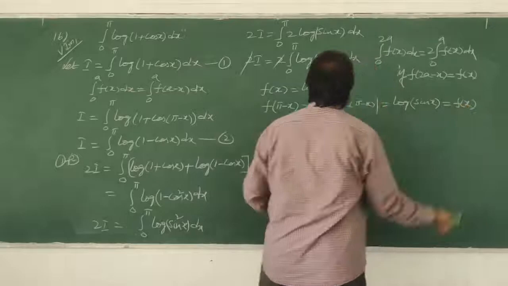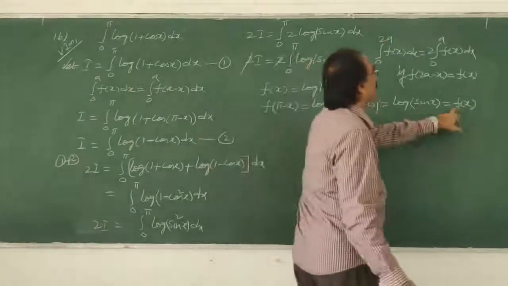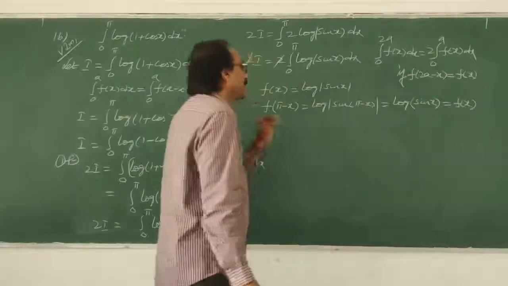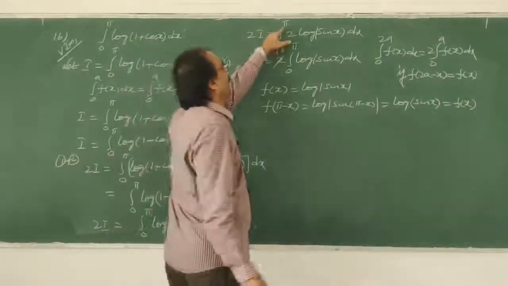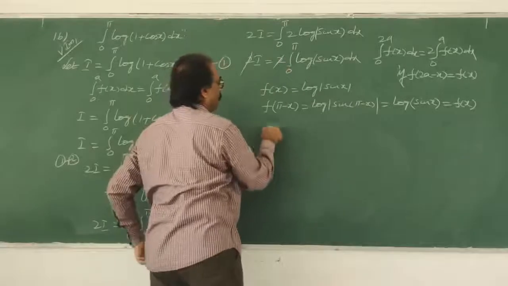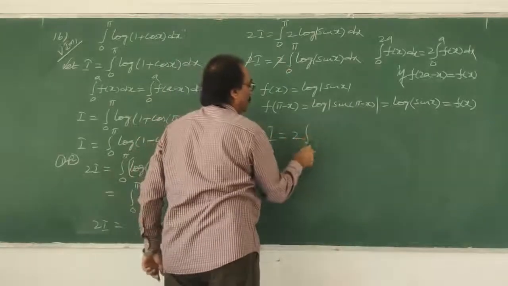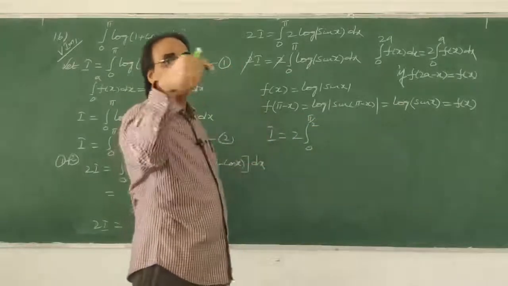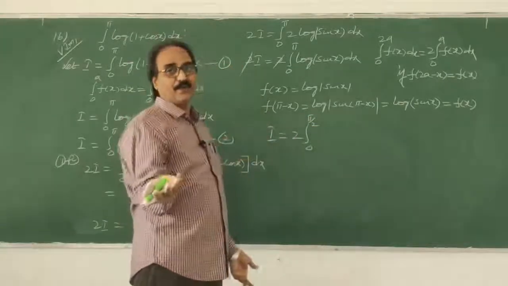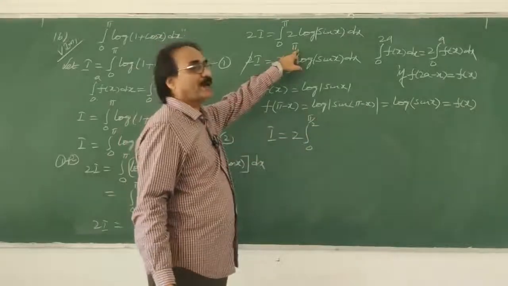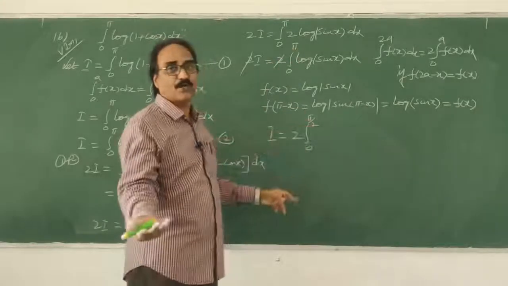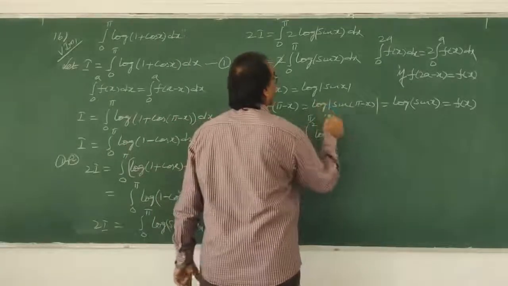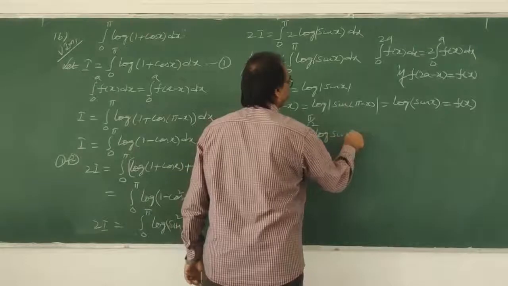So what happened now? F of 2a minus x is equal to f of x you got, means this. So that you can write 2 into integral 0 to a of f of x dx. Here 2a is what? Pi. 2a is pi. So I is equal to 2 into integral 0 to a, means pi by 2. 2a is equal to pi. What is a? Pi by 2. Here 2a is pi, here a means pi by 2. You know it. So 0 to pi by 2. How much? Log of, what is left over? Sin x dx.